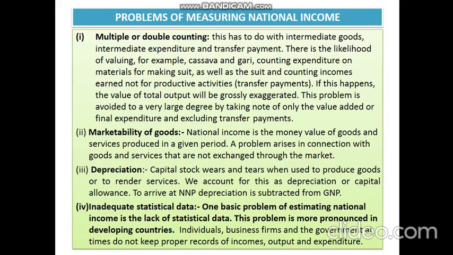Inadequate statistical data. One basic problem of estimating national income is the lack of statistical data. This problem is more pronounced in developing countries. Individuals, business firms, and the government at times do not keep proper records of incomes, output, and expenditure.